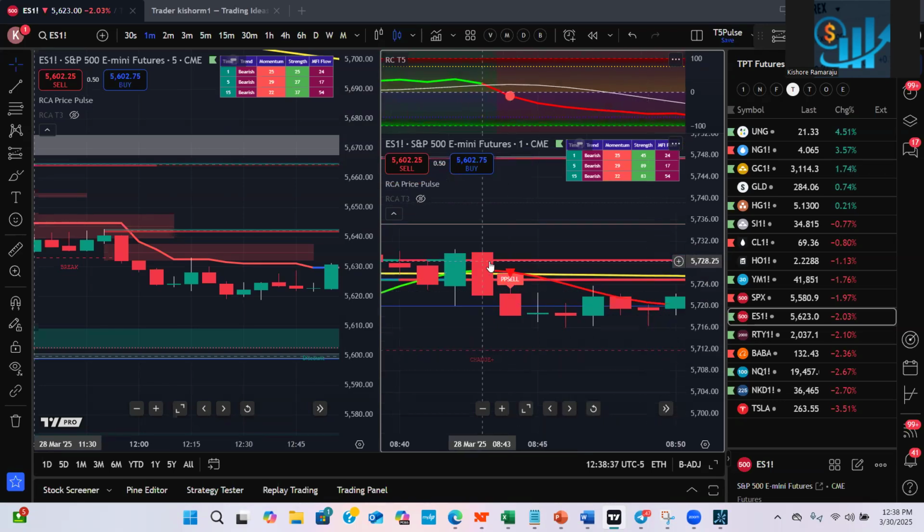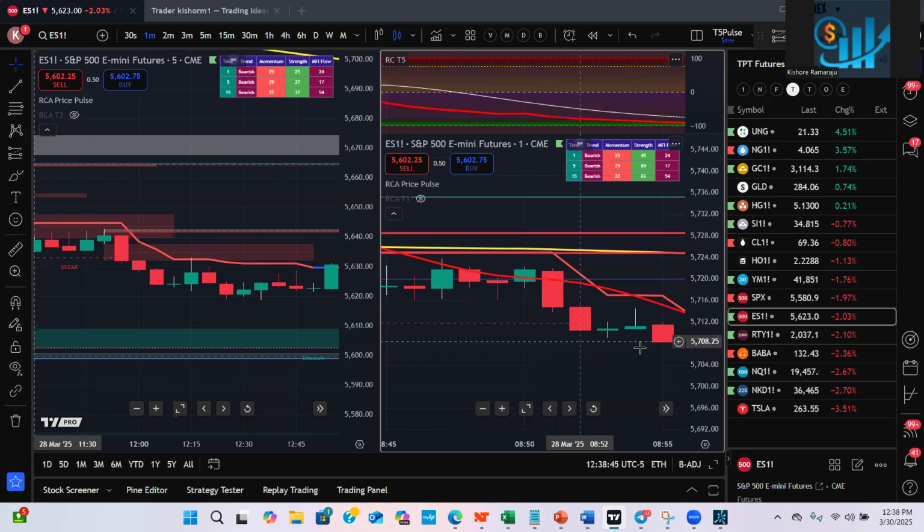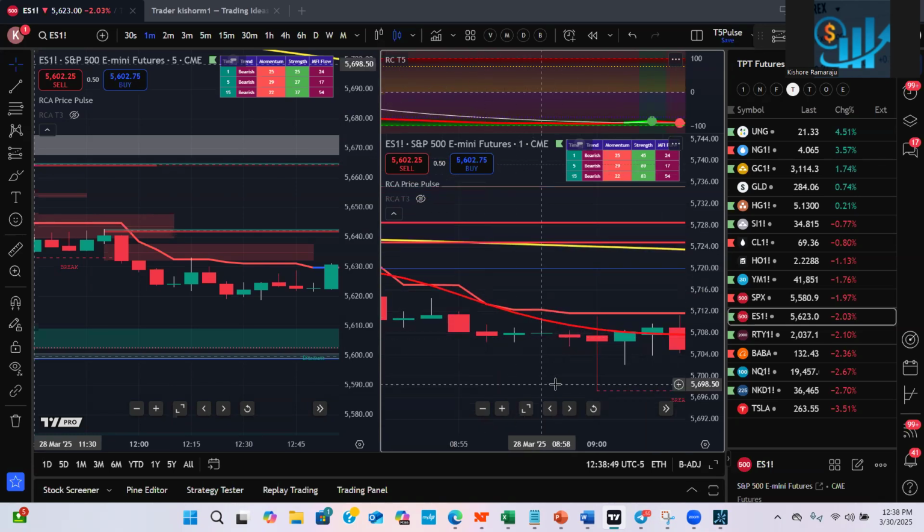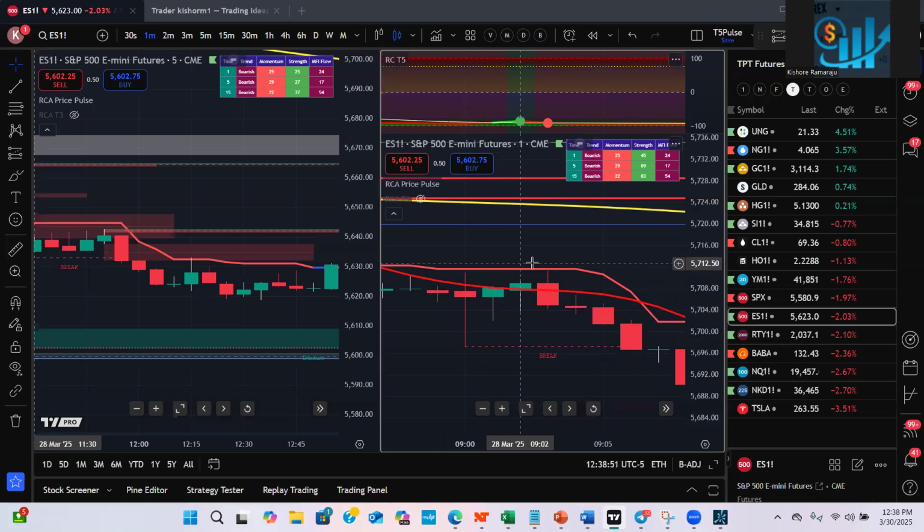After that, whenever price goes up, touches that but is not able to break it, you got a PP sell. Again it went up, again it dropped. Again it tried to go up, again you got a drop. So this is acting as a resistance. So you always want to short it close to your T5 and price pulse lines.